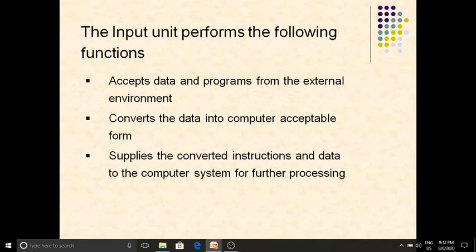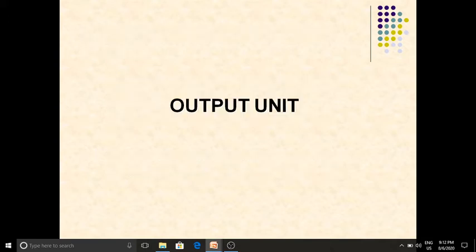Okay, decimal to, that is nothing but digital, it is converted. It supplies the converted instructions and data to the computer system for further processing.